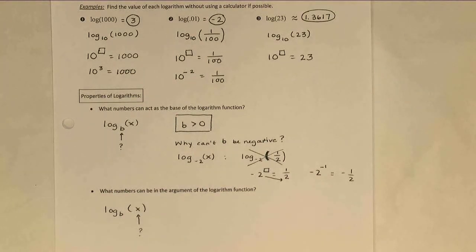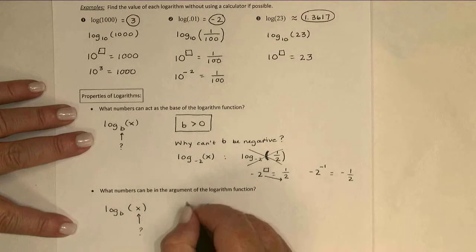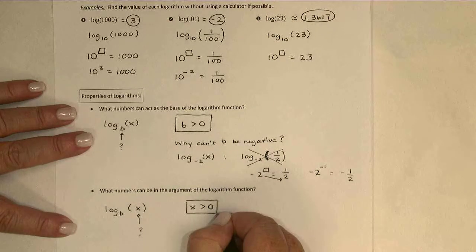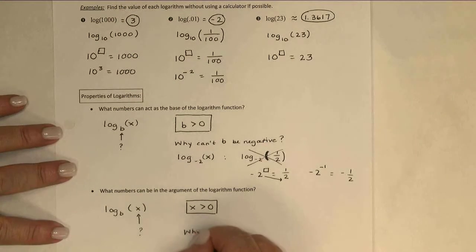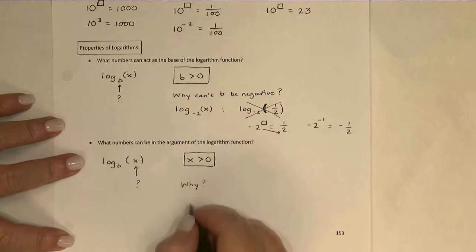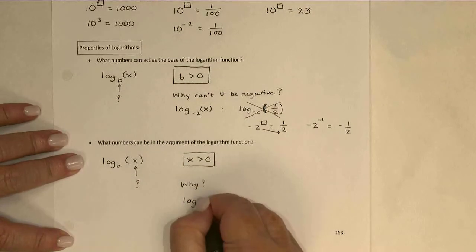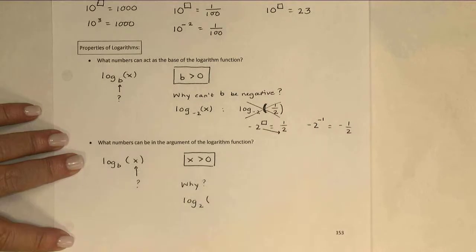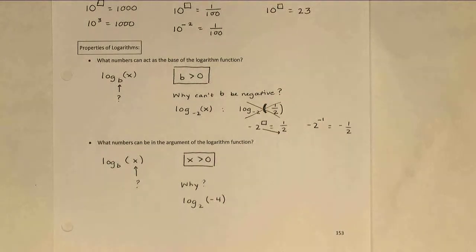Here again, it turns out that we can only take the logarithm of positive numbers. And if you were to ask yourself the question, why? Let's just go ahead and pick a positive base, like 2. And let's say I wanted to take the log base 2 of negative 4, a negative x value.